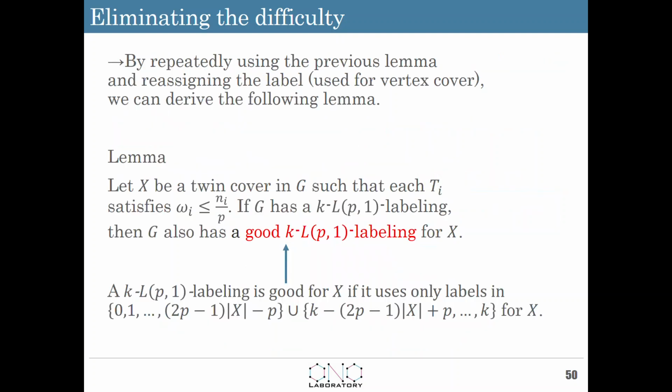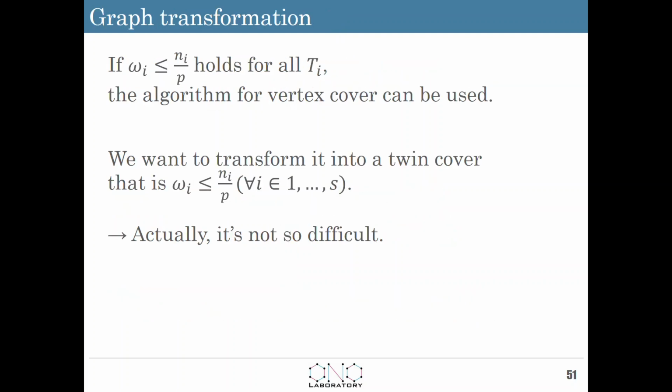By repeatedly using the previous lemma and reassigning the labels, we can derive the following lemma. Let X be a twin cover in G such that each T_i satisfies ω(I) is N_i over p or less. If G has a K-L(p,1) labeling, then G also has a good K-L(p,1) labeling for X. A K-L(p,1) labeling is good for X if it uses only these labels for X. From this lemma, if ω is N_i over p or less holds for all T_i, the algorithm for vertex cover can be used. So we want to transform it into a twin cover where ω(I) is N_i over p or less for all I.